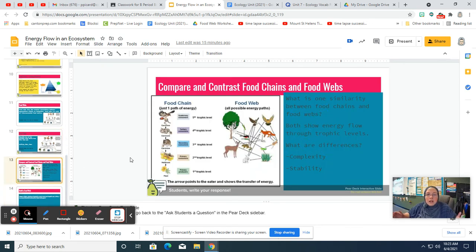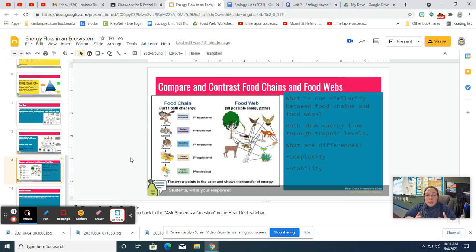So let's go back and talk again. How can we compare and contrast food chains and food webs? What are the advantages of showing one versus the other? Well, let's talk about some similarities, right? They both are showing the flow of energy through trophic levels. They're both starting from our producers going up to our apex predators in both situations. But what are some of the differences?